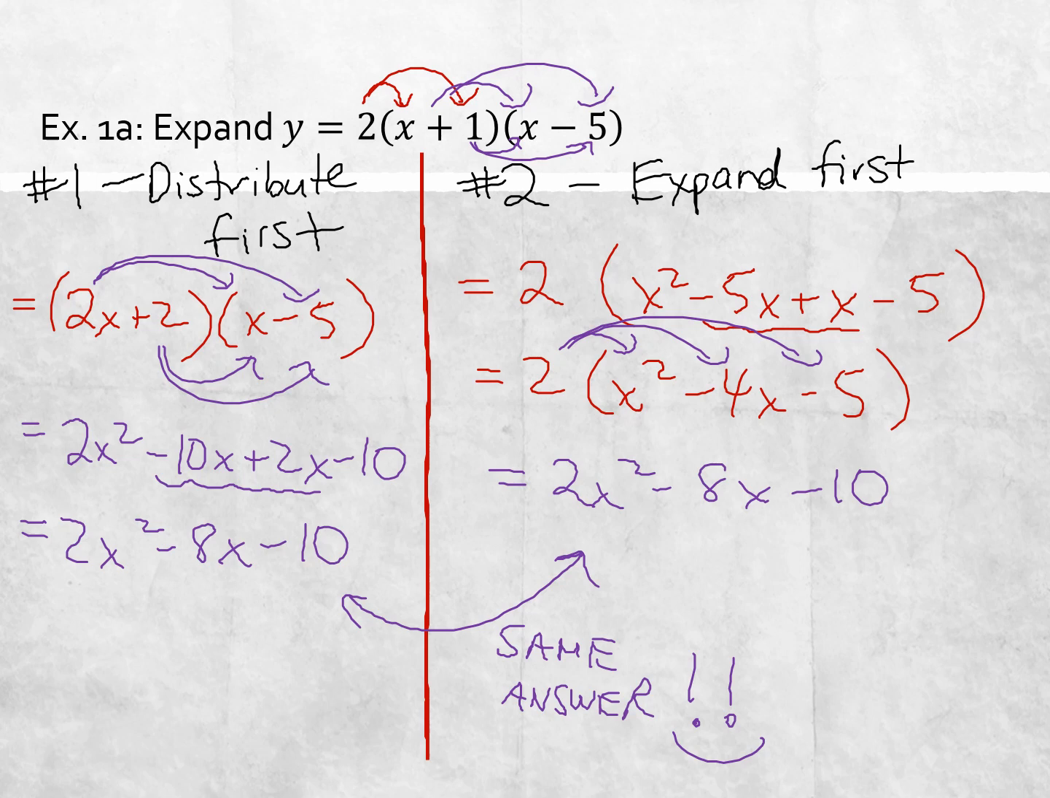I am never going to force you to do it a certain way come task or assessment. It is purely personal preference, how you see it or what you like to do first. So if you like to distribute first, multiply that 2 in, then FOIL, go for it. If you like to FOIL first, then distribute the 2 in, again, the choice is yours. If you were to wonder what my favorite is, I would tend to lean towards method number 2, but again, there's nothing wrong with doing number 1 either.